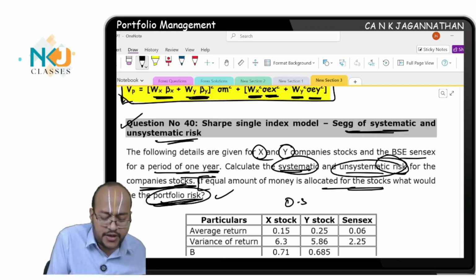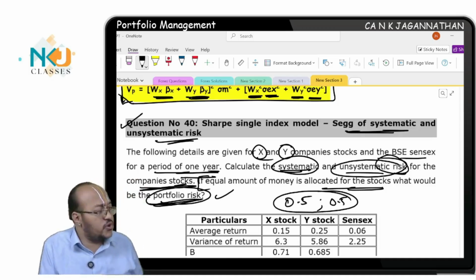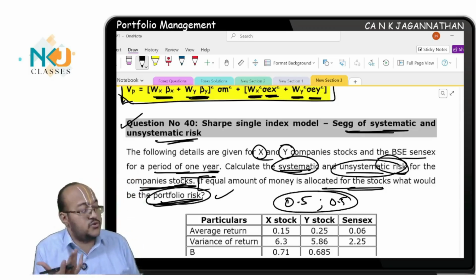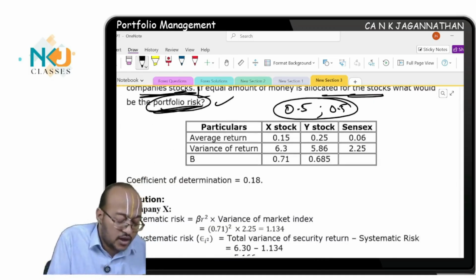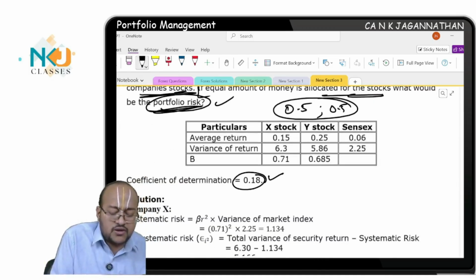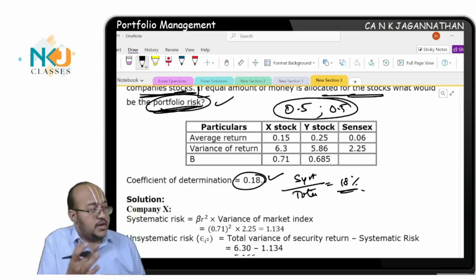Now weight is 0.5 for X and 0.5 for Y. If you construct an equal weight portfolio using security X and Y, what will be the portfolio systematic risk? This is what they have given. And the coefficient of determination is also given, which means they have already given that systematic risk to total risk is 18%. Where this will be useful, I will show.